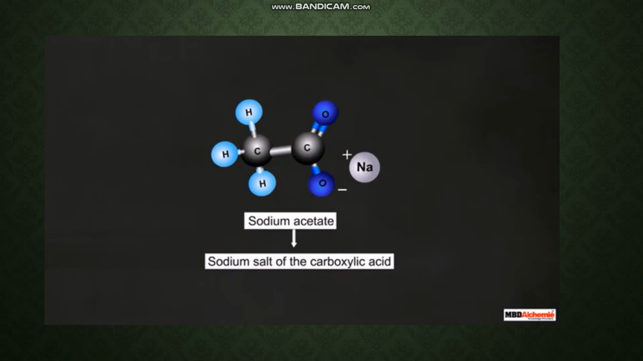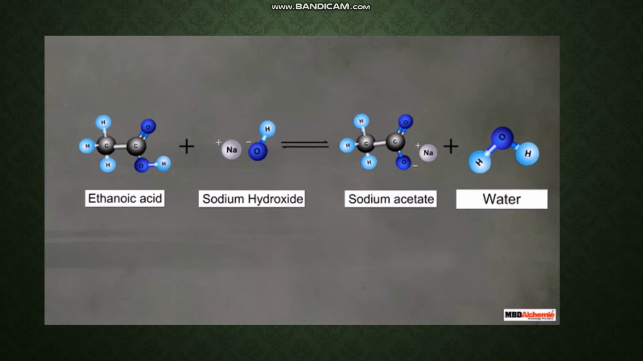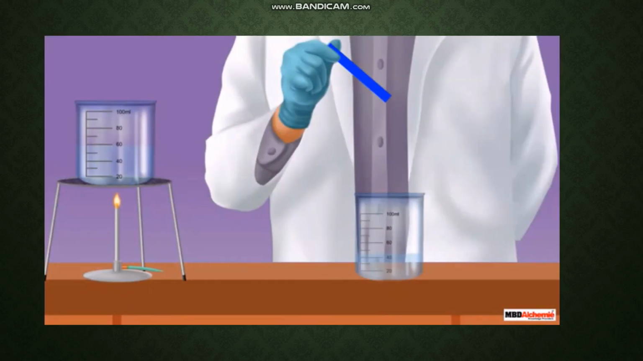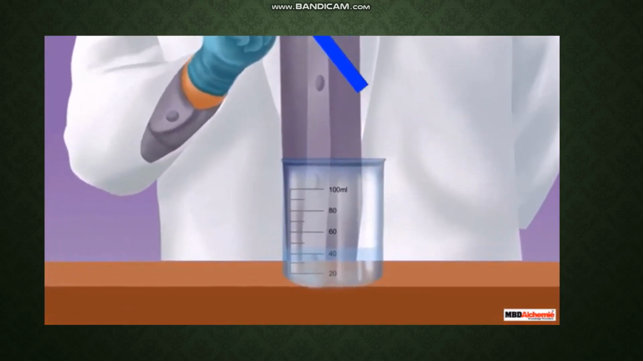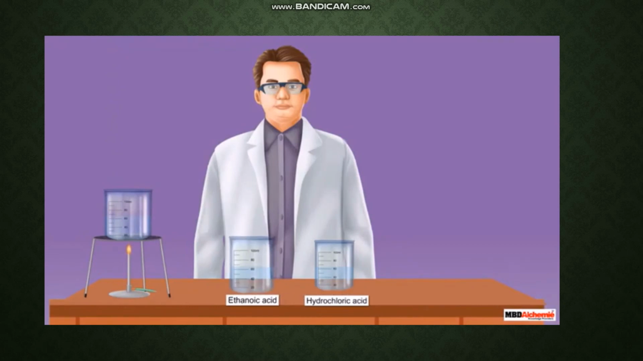Such sodium salts can also be formed by the direct reaction between an ethanoic acid and the alkali sodium hydroxide. During this reaction, the sodium salt is formed along with water. This acidic nature can also be confirmed by the litmus paper test. Its solution turns the blue litmus paper red. However, it is not a very strong acid as mineral acids like hydrochloric acid.